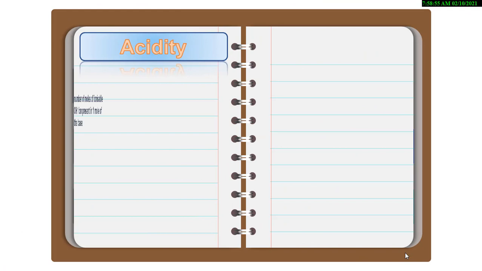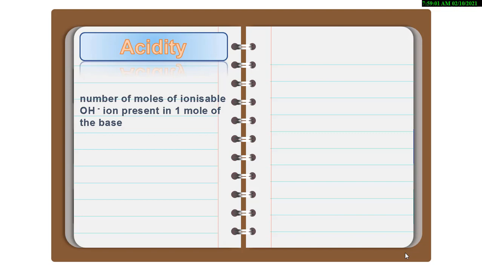Next one is acidity. Number of moles of ionizable OH minus ions present in 1 mole of the base is called acidity. Number of replaceable hydroxyl ions present in 1 mole of base is called acidity. Example: KOH equals 1, sodium hydroxide NaOH equals 1, because replaceable hydroxyl ion is equal to 1. The acidity of potassium hydroxide is equal to 1. Acidity of sodium hydroxide is equal to 1.